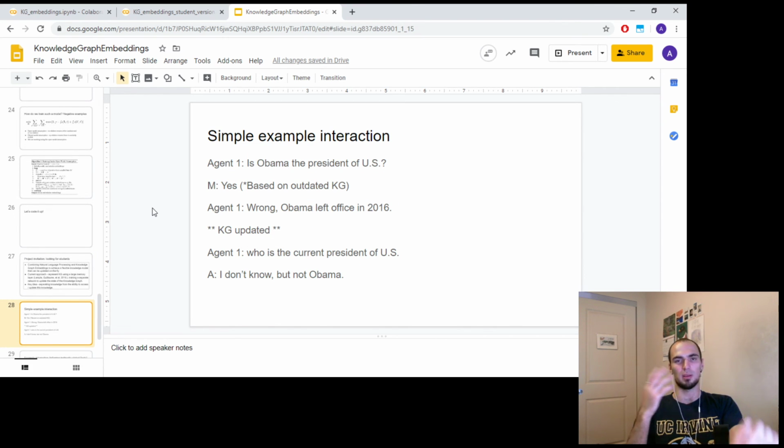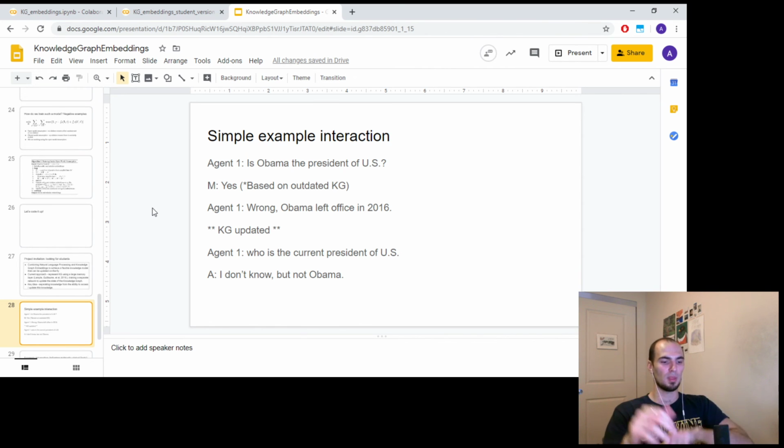So I would say a very simple, ideal interaction that we would like to get with the system, and naturally get, not just hard-coded and done in a template-based fashion, is something like Agent 1, which could be human, could ask, is Obama the president of United States? The model answers yes, because, for example, it may have been trained on the outdated knowledge graph. Agent 1 corrects the model, and the model accordingly updates its knowledge.